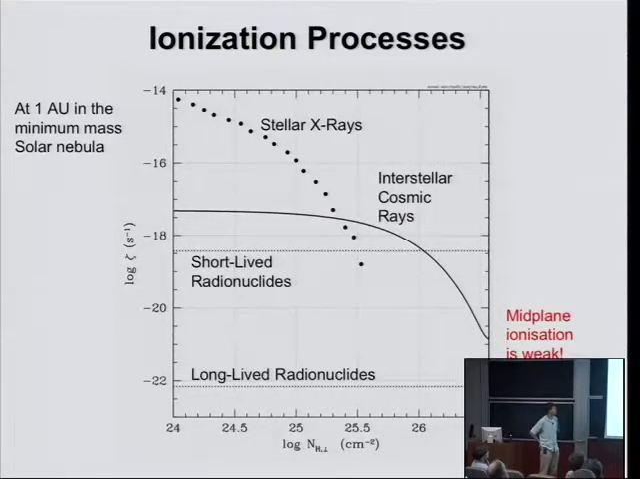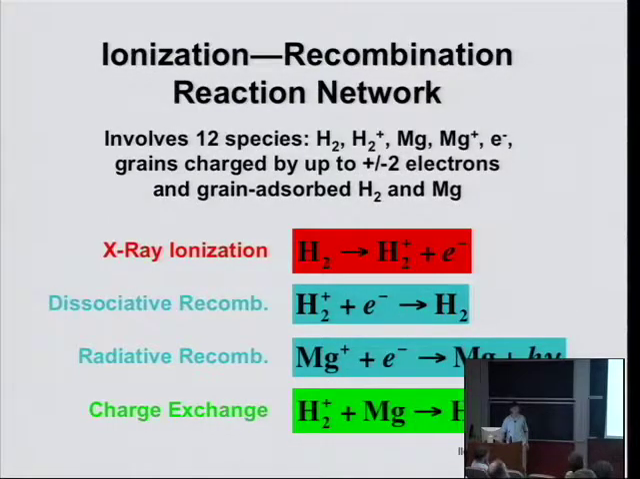Yes, that's right. So Igea and Glassgold did a Monte Carlo radiative transfer calculation, including the scattering. And so, yes, most of this, especially towards the right-hand end of this curve, is all scattered X-rays, because the direct X-rays from the star are too strongly attenuated. And my chemical network is even simpler than Mark's.